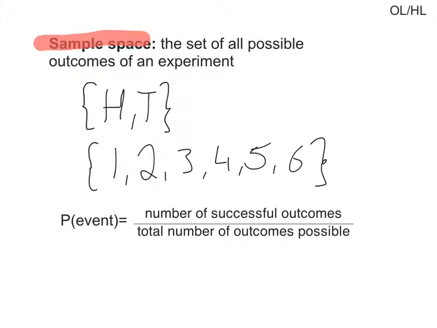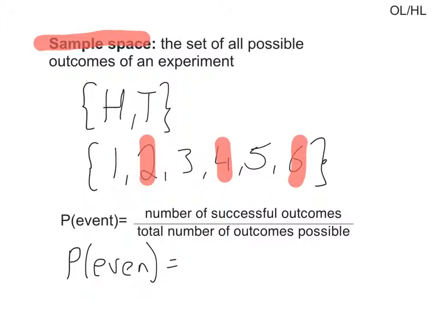Now, what is the probability of rolling an even number? The probability of rolling an even number is equal to the number of successful outcomes. So in this case, we could roll a 2, a 4, or a 6. So the number of successful outcomes is 3, and the total number of outcomes is 6. So our answer is 1/2 when we simplify.